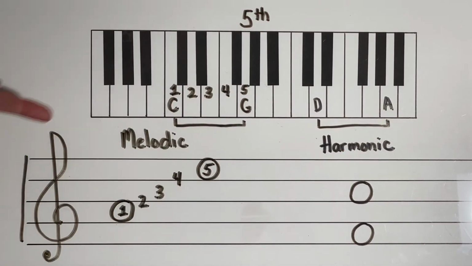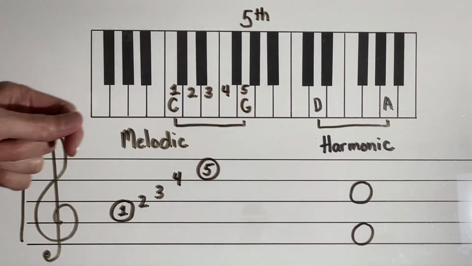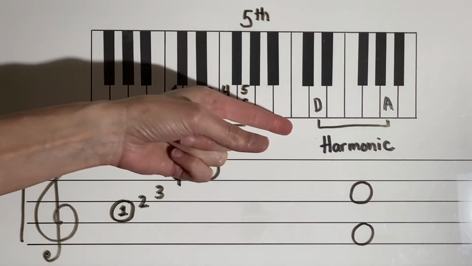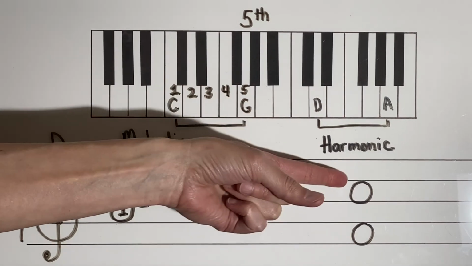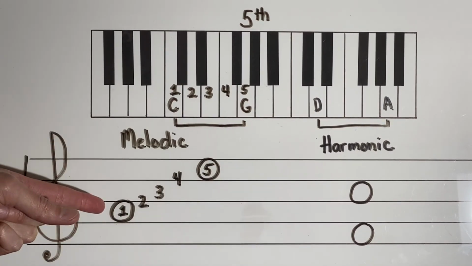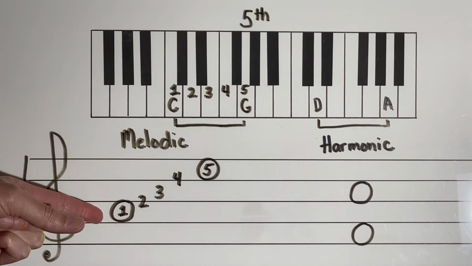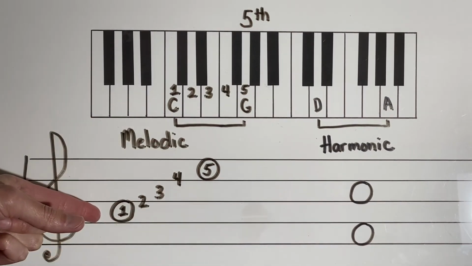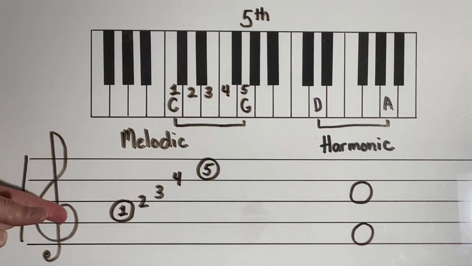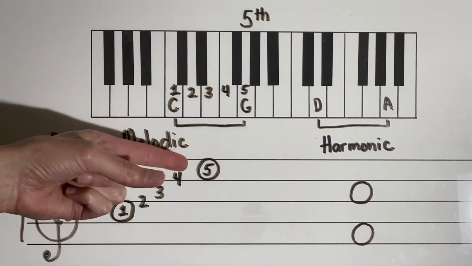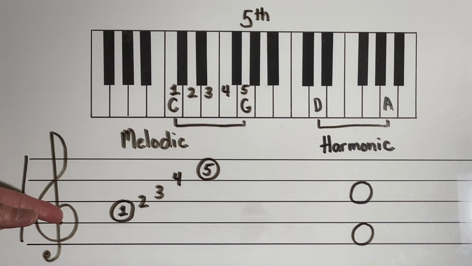Now down here on our staff, we have our melodic and our harmonic. Melodic, say it with me, what does it mean? One note at a time. And harmonic, what does it mean? Two notes played together. I have it written out here, so we have our space, line, space pattern. 1, 2, 3, 4, 5. A space to a space. Now wait. What was our other interval that was a space to a space? It was a third. So a space to a space can be a third or it can be a fifth.